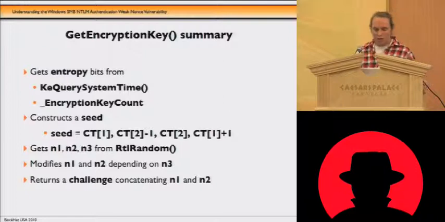So we know that the GetEncryptionKey function gets entropy from the current system time and also from the counter. It creates that seed, calls RtlRandom, and returns a challenge.